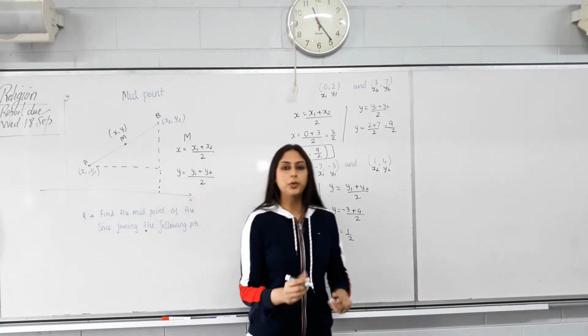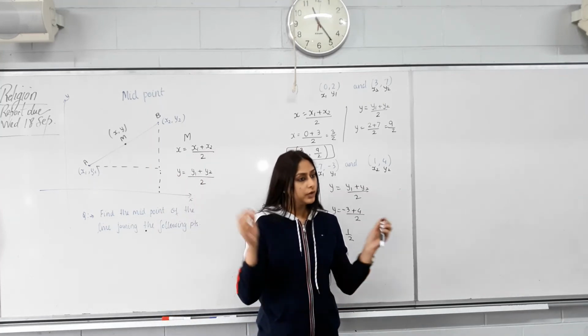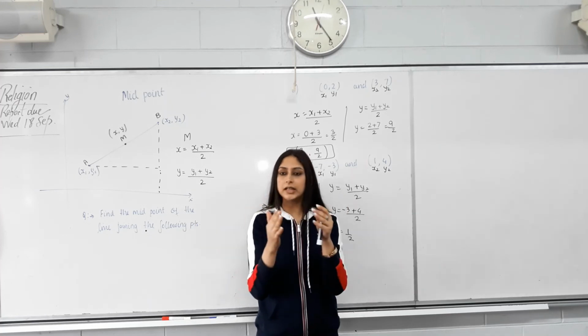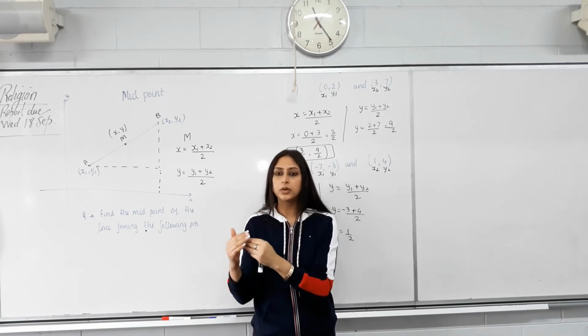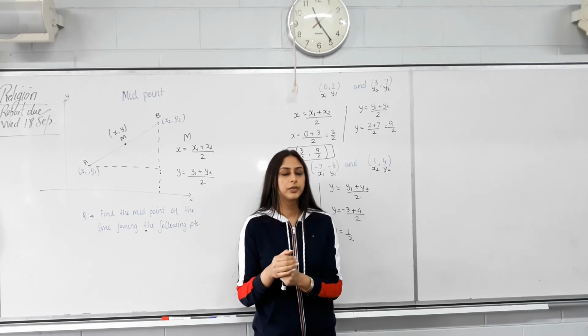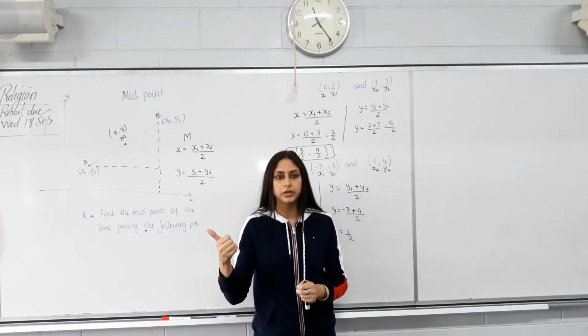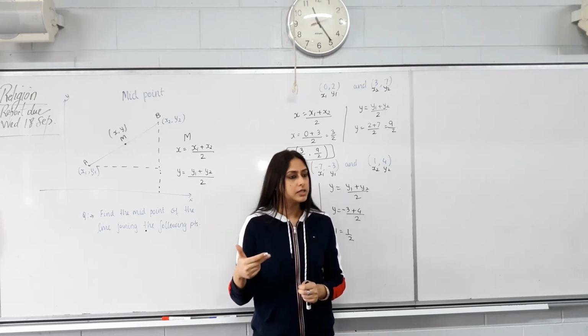So to find the midpoint of two endpoints, you add the x's and divide by 2, you add the y's and divide by 2. What's the first step? Label. Substitute in the formula. Answer.